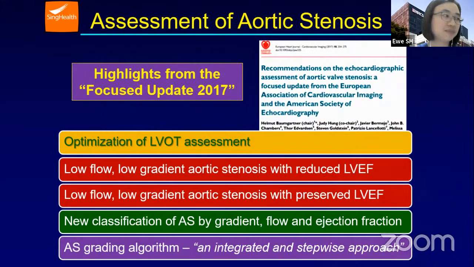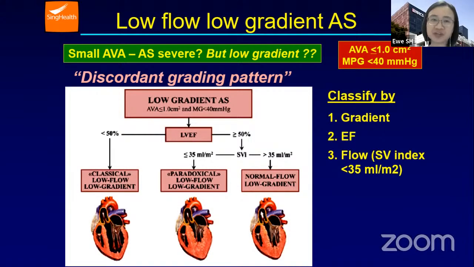I think the recommendation from the guidelines is really optimization of LVOT assessment and VTI. The next thing that is another conundrum when we manage patients is low flow, low gradient aortic stenosis, with reduced EF or preserved EF. I will speak a bit more about that because it's important for the diagnosis of severe AS in this group. By definition, what does low flow, low gradient AS mean?